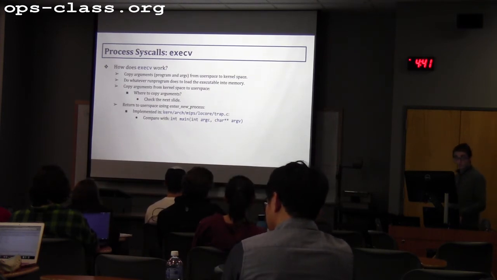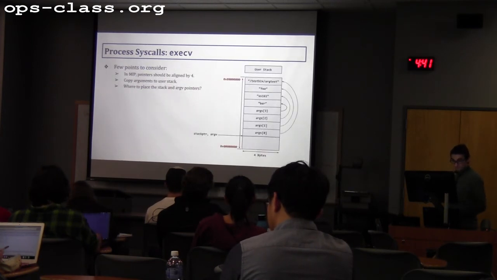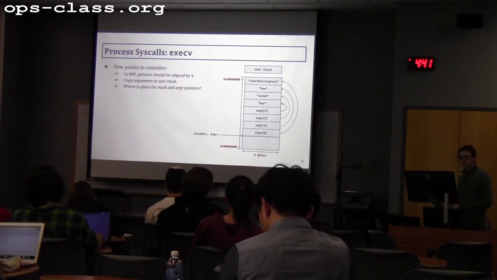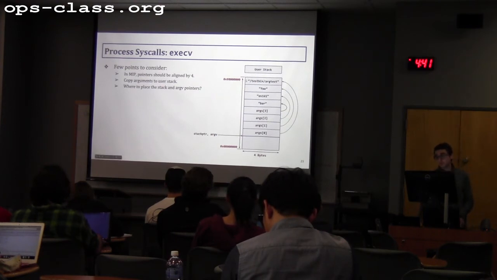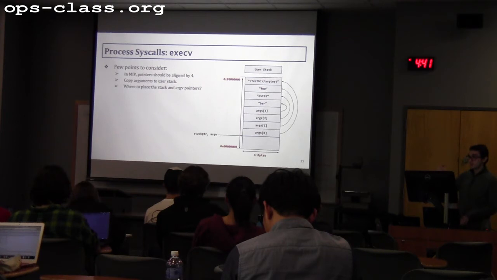Where should we copy the arguments? We should copy them onto the user stack. So here is the most difficult part of execv that you need to figure out. We're going to copy the arguments back to the user, and how should we do it? As we can see, this is the user stack. If we recall the process figure, the user stack starts from the address 80 million, that is, from the top of the address space, and grows downward.